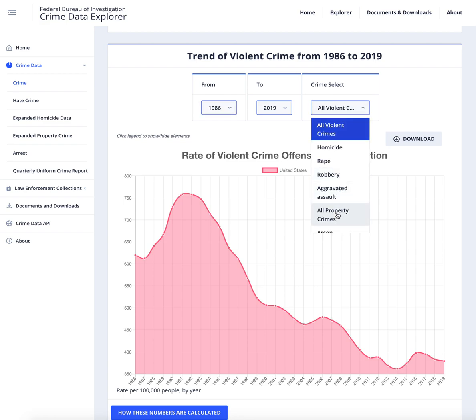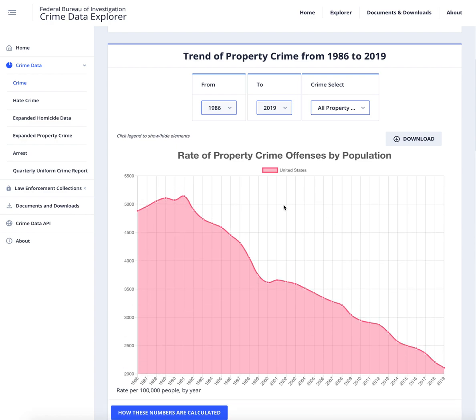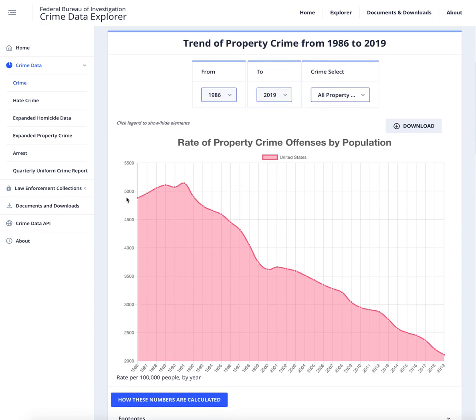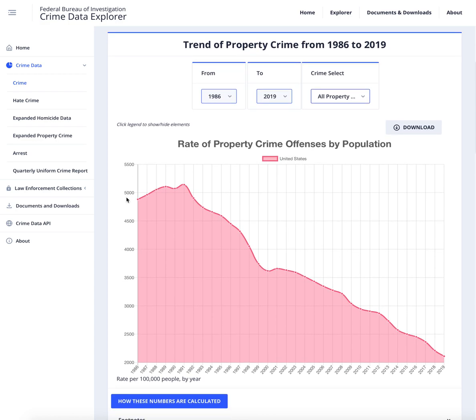Really quickly, let's take a look at property crimes. Same kind of situation. In 1991 it was 5,140.2 property crimes per 100,000 people for that year, compared to 2,109.9 in 2019, so a very significant drop. Anyway, this is data available to you on the FBI's website. You can play around with charts and graphs and other things, so if you're interested in learning more, check it out.